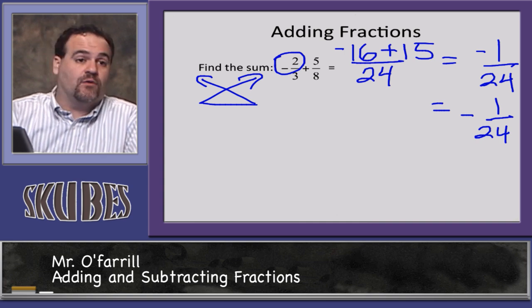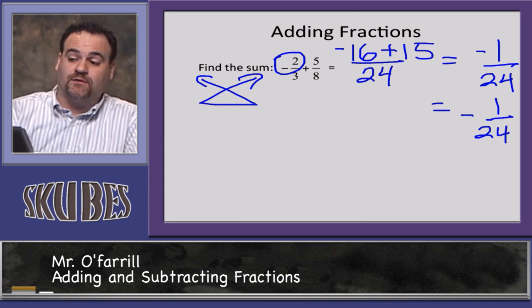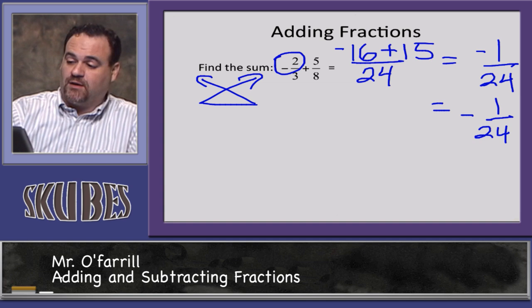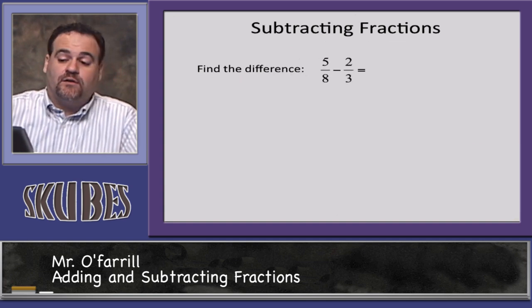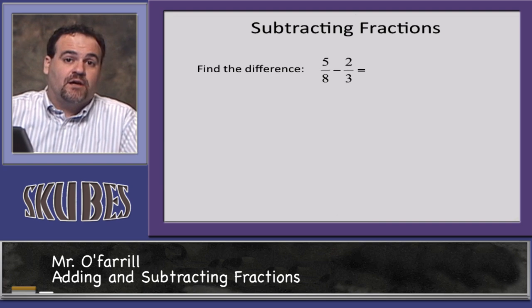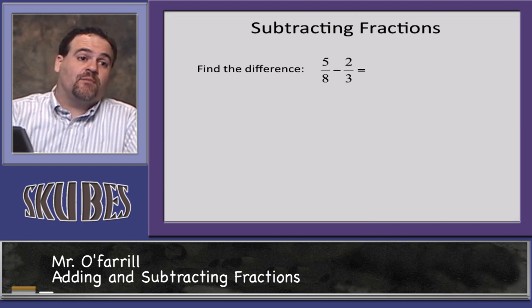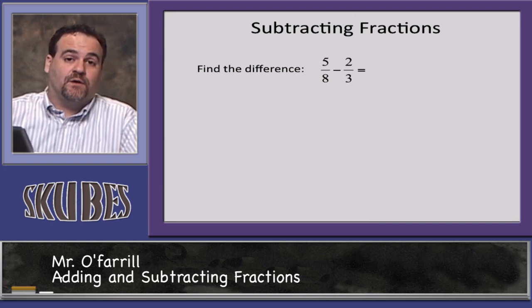And again, that's about as reduced as you can get it. It is 1 out of 24. There is nothing in common between those two numbers. So let's go on to the next problem. So with this slide, we're going to start subtracting fractions. Now, you may already recognize that this problem is a lot like the last one.